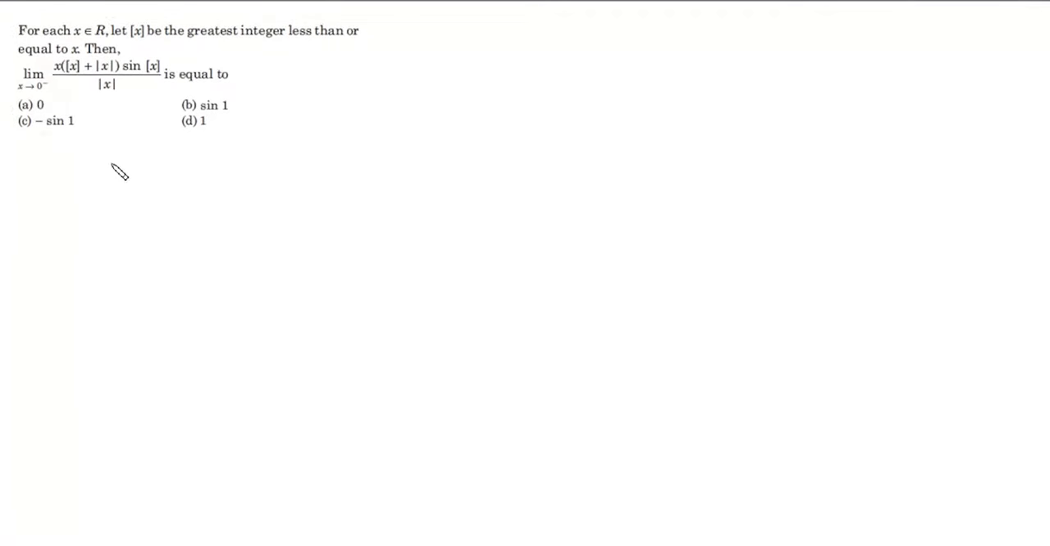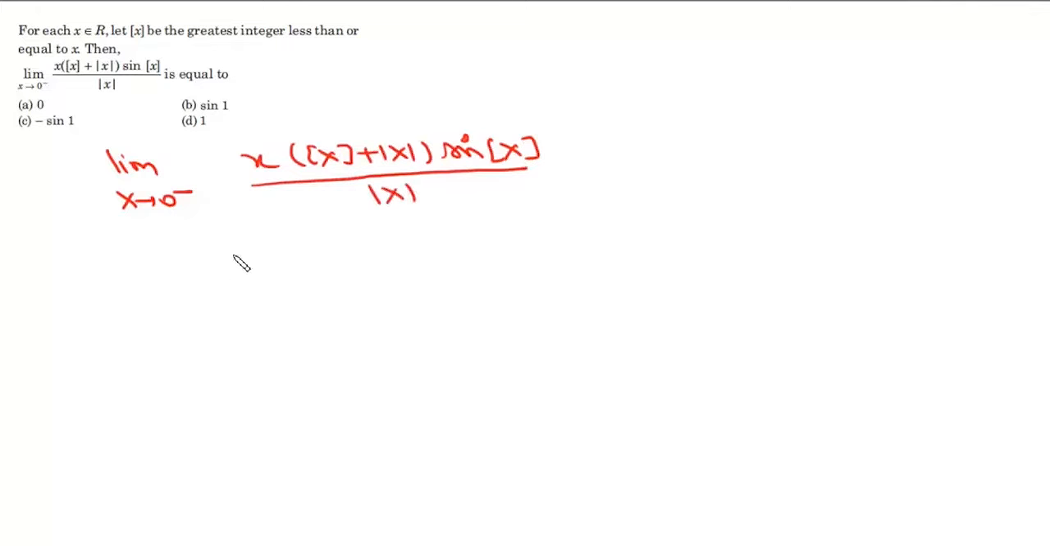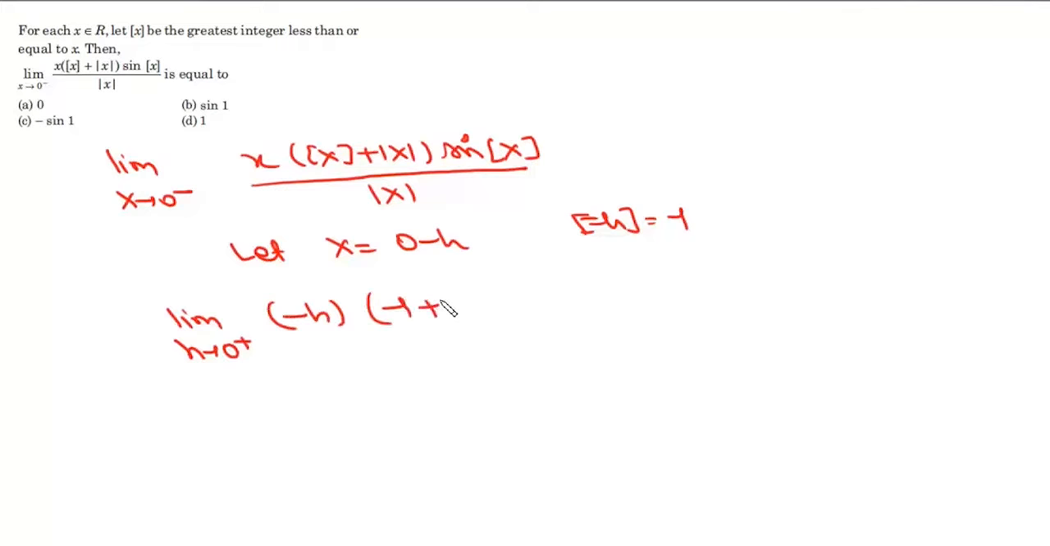Now here the question is, we need to find this left hand limit, which is limit x tends to 0 negative, and this is x into the greatest integer function of x plus mod of x sine of the greatest integer function of x upon mod of x. Now we let x as 0 minus h, and we know that the greatest integer function of minus h is minus 1. So it will be this limit h tends to 0 positive. Now this is minus h. Here this is minus 1 plus h, and this is sine minus 1, and this is h. Now h and h will cancel. This value will be simply minus sine 1, and that's your option C.